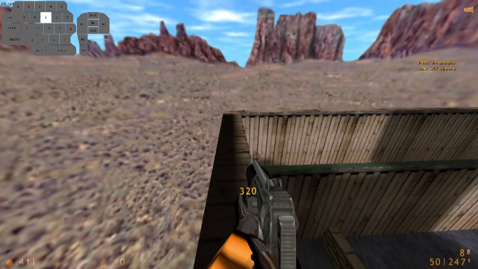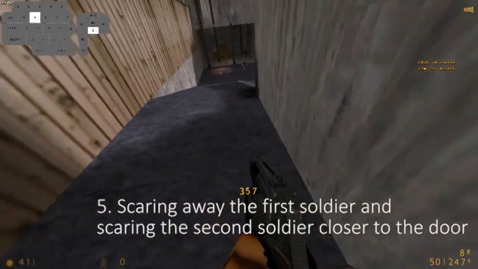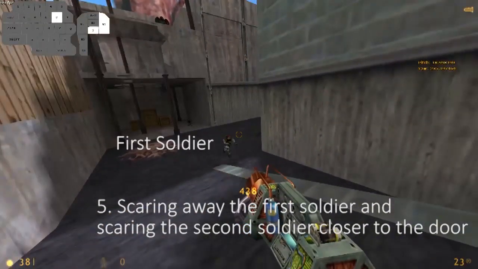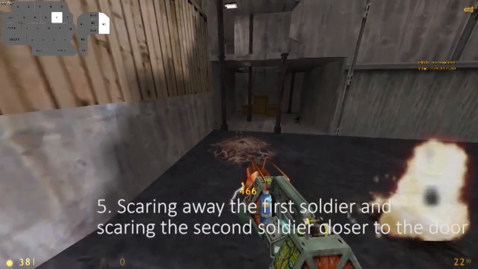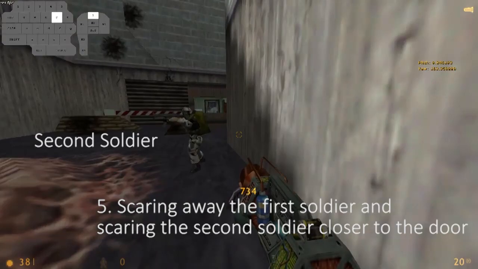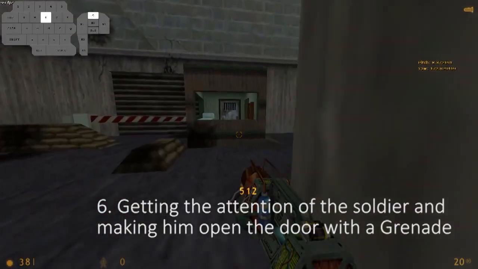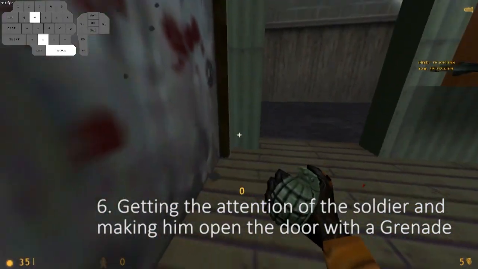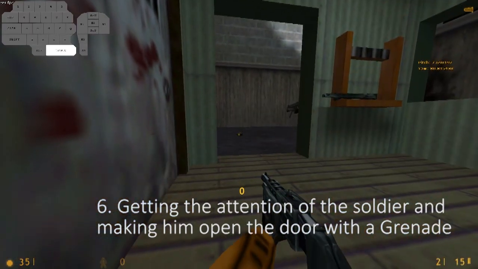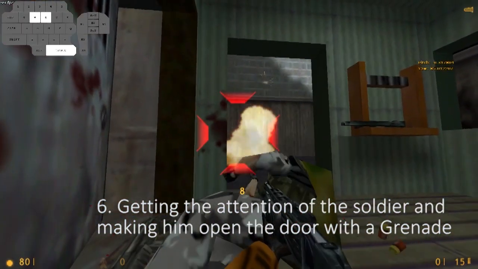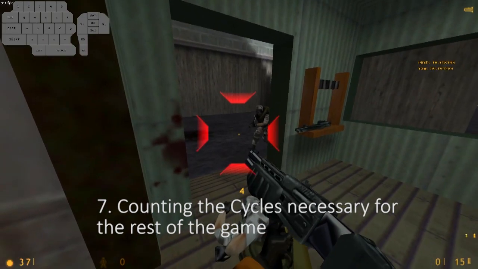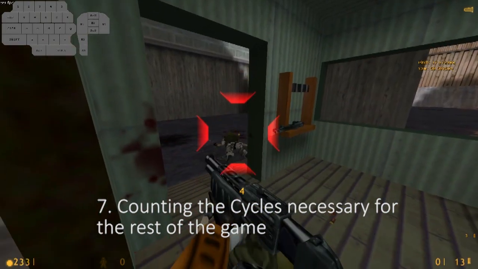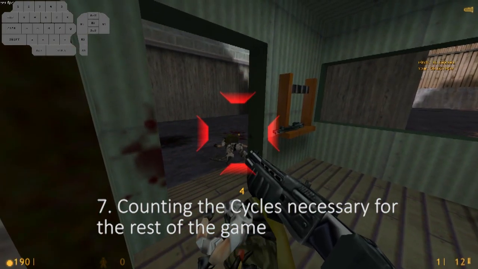Then dealing with this first soldier that is in your way, and at the same time, with the SMG grenade, scare the second soldier a little more towards the door. Make him attentive to you, and scare him to open the door with the grenade. The last part might be fairly easy, just counting your cycles and continuing on.